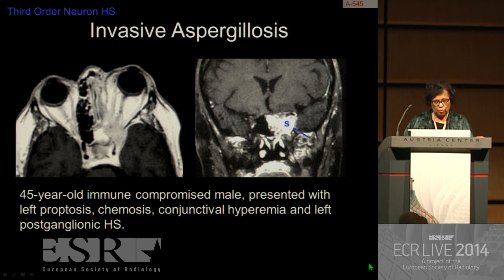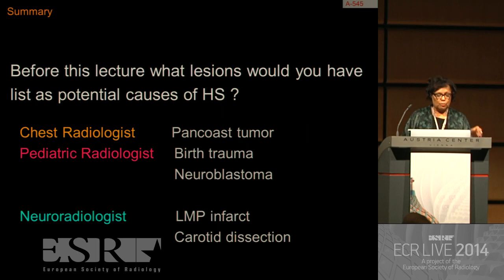It's a 5-year-old immunocompromised male who presented with left proptosis, chemosis, and conjunctival hyperemia, and a left postganglionic Horner syndrome. And here we can see that there's this mass in the region of the apex of the orbit. There's the proptosis. He has some involvement of the sinuses, and this patient had invasive aspergillosis as the cause for his Horner syndrome.